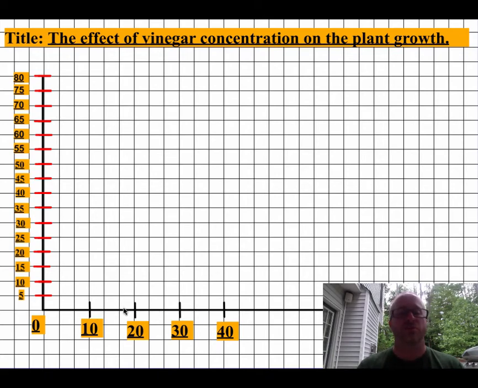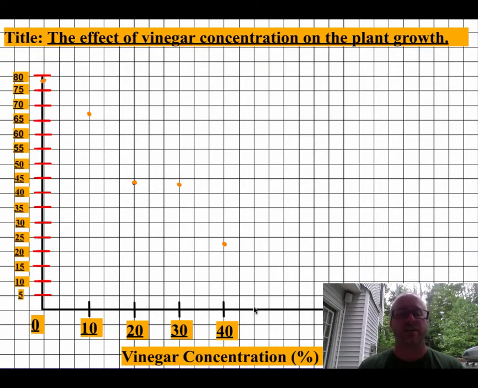All right? Now, of course, the other thing we need to worry about is each axis should have a title. All right? So if I did that here in my x-axis, remember it's our independent variable. So here's my title, vinegar concentration. I also have to have a unit of measurement. So my unit of measurement here is percentage. And then over here on my y-axis, I have plant height, and my unit of measurement, remember, is centimeters.